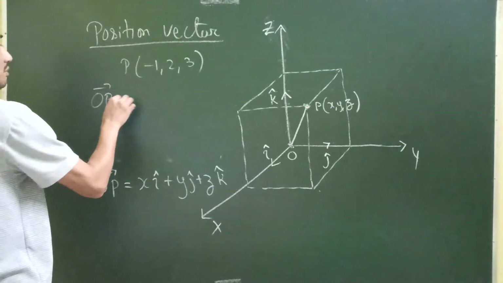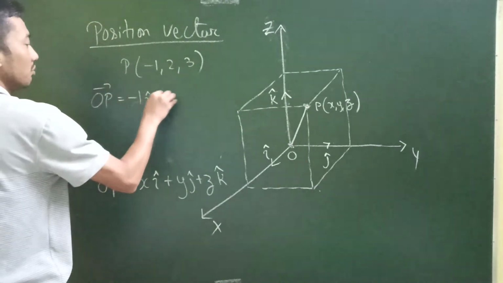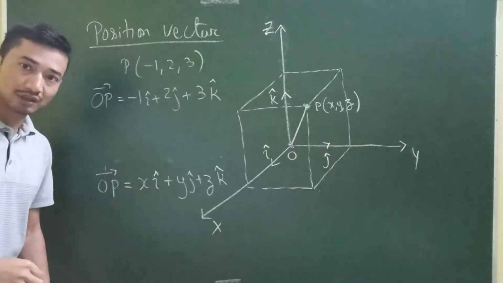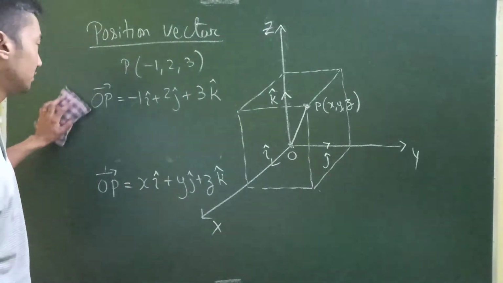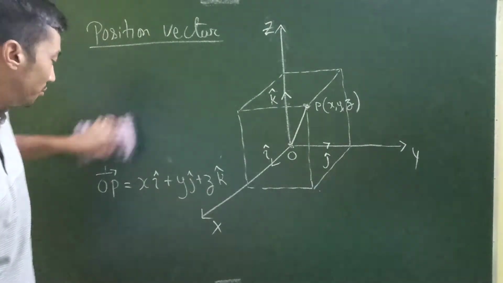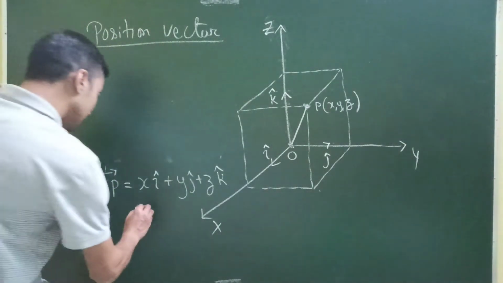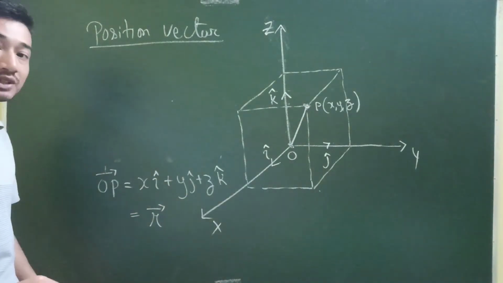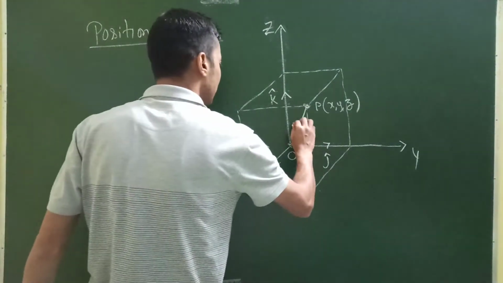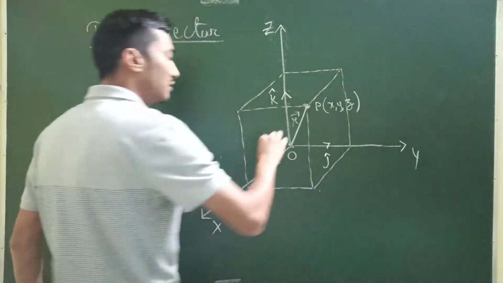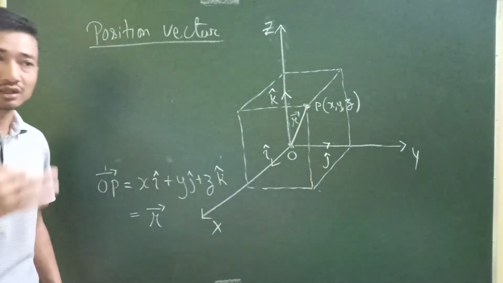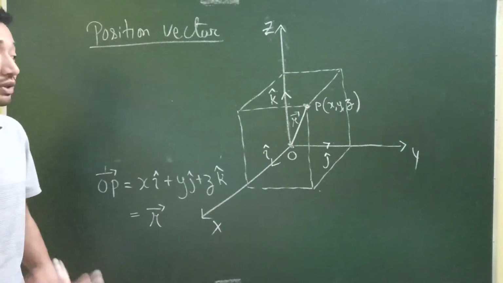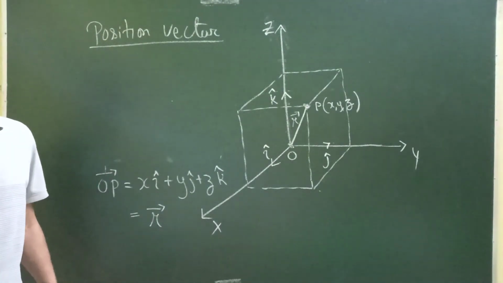OP vector will be simply -1i + 2j + 3k cap. So that's how I'll be representing the position vector. In general, OP vector is also represented, with a single-letter name, as vector R. So this is the general representation that we give, the way we represent the position vector of a given point.